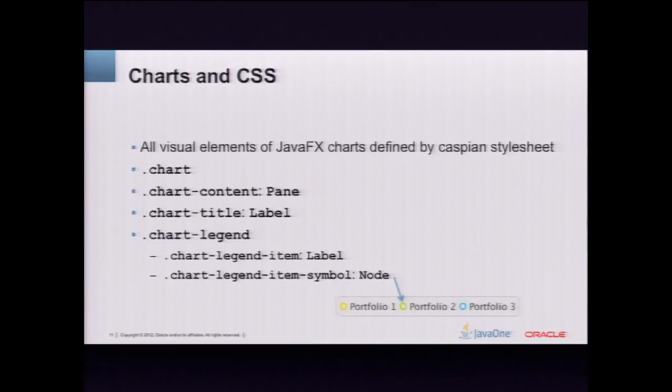Chart legend is a little more complicated; you can see we've got 3 different labels. The chart legend item is a label, and you can change the font and so on. Then the chart legend item symbol is a node. In this case, we've used 3 circles to represent the data. But if you wanted to do something more sophisticated, because it's a node, you can replace it with whatever you want. In theory, you could use images, you could even use a video as your legend symbol, because it's just a node. Anything that you can put in a node, you can put in your legend.